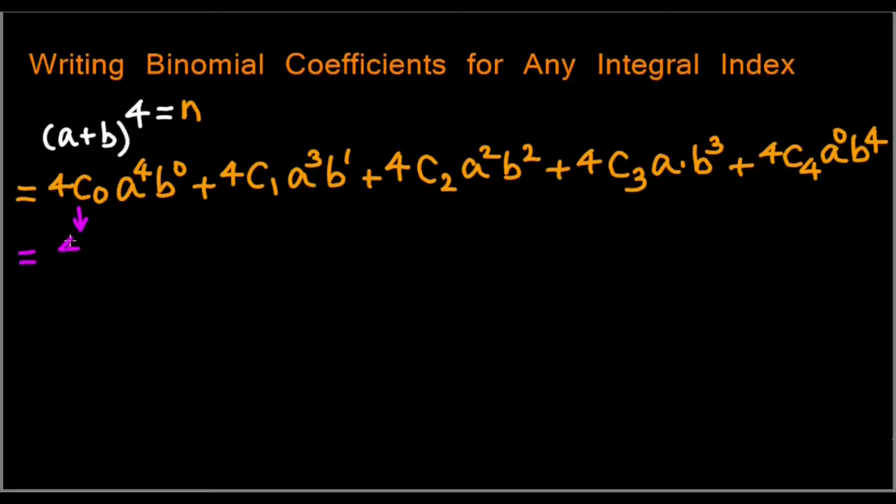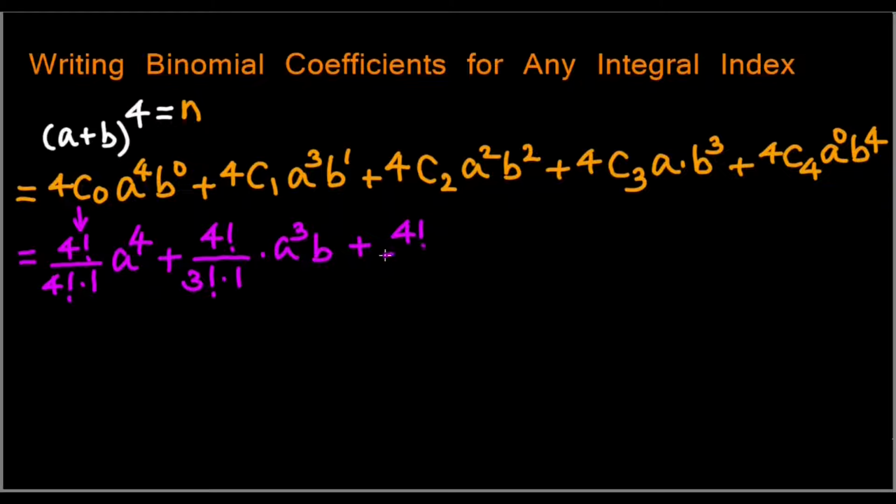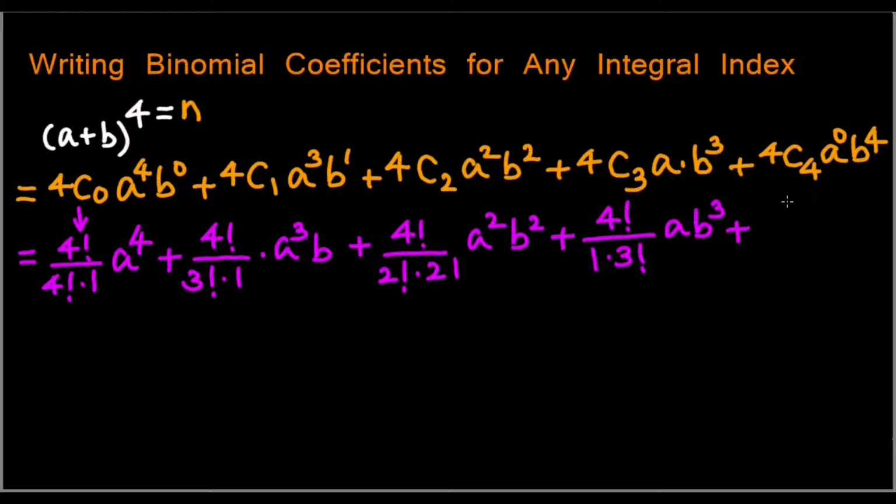4C0 will be 4 factorial upon (4 minus 0), that is 4 factorial into 0 factorial, which is 1, a raised to 4, b raised to 0 is 1, plus 4C1 will be 4 factorial upon (4 minus 1), that is 3 factorial into 1 factorial, which is 1, a cube b, plus 4C2 will be 4 factorial upon (4 minus 2), that is 2 factorial into 2 factorial, a squared b squared, plus 4C3 will be 4 factorial upon (4 minus 3), which is 1 factorial, which is 1, multiplied by 3 factorial, a b cube, plus 4C4 will be 4 factorial upon (4 minus 4), that is 0 factorial, which is 1, upon 4 factorial. a raised to 0 will be 1 and b raised to 4. 4 factorial upon 4 factorial is 1.